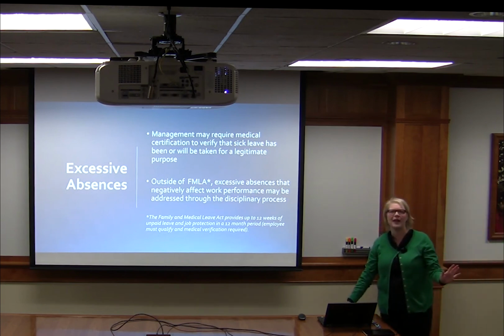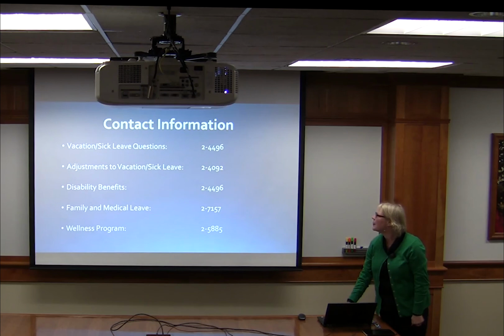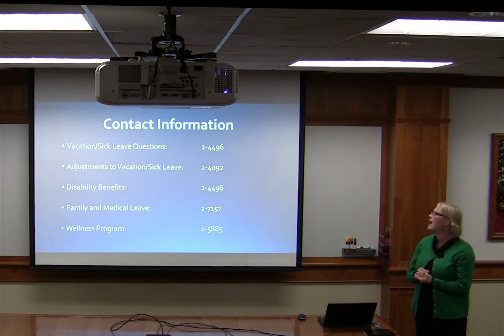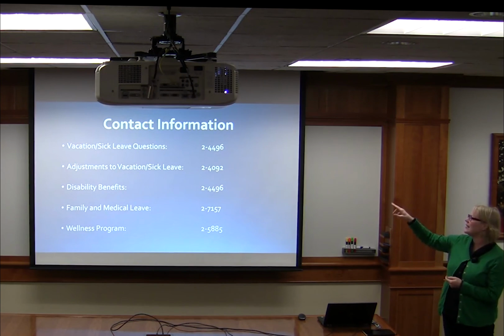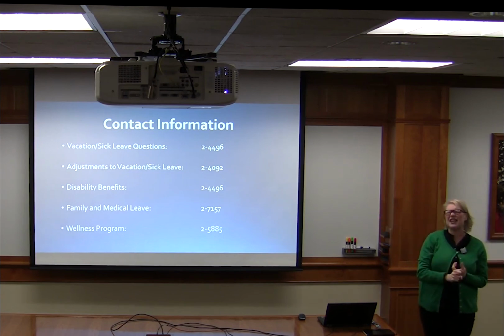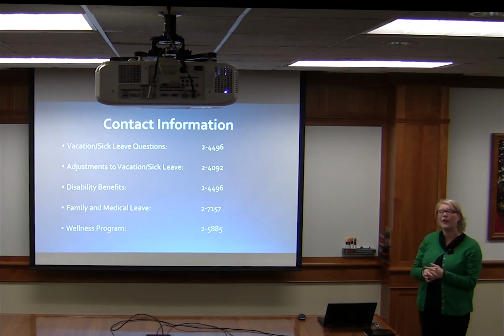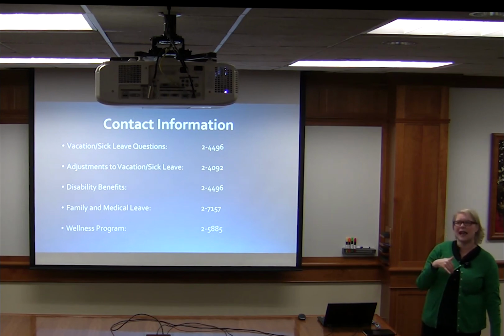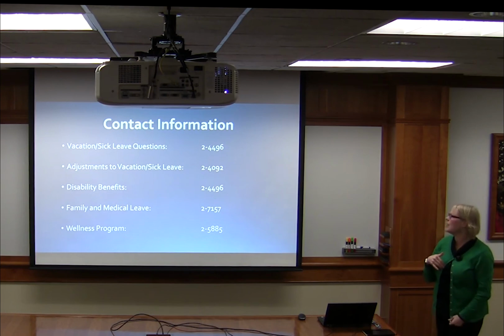Any other questions about that? Okay. So that's the contact information for my office. The first one, sick and vacation, and then the disability benefits, that's what I'm in charge of. That's my extension. If you have to make an adjustment to your sick and vacation, you would call compensation. They're the ones that make adjustments. So maybe you didn't accrue the way you should have for a month, then you would want to contact them and let them know that.